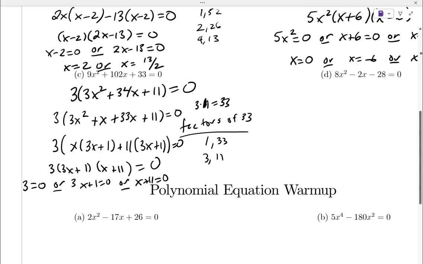Does that first one make any sense? The 3 equals 0? No, that's not true, right? So that one doesn't give us anything. The second piece gives us x is equal to what? -1/3, good. And this last piece gives us x is equal to -11.